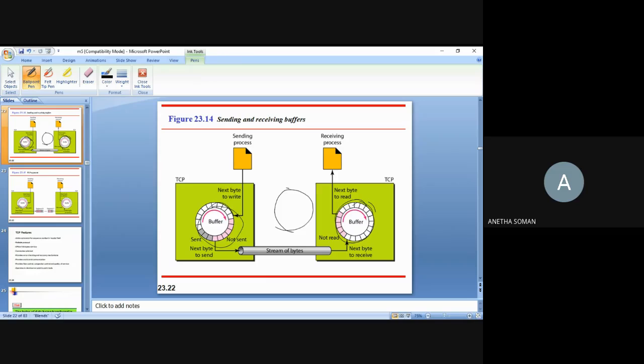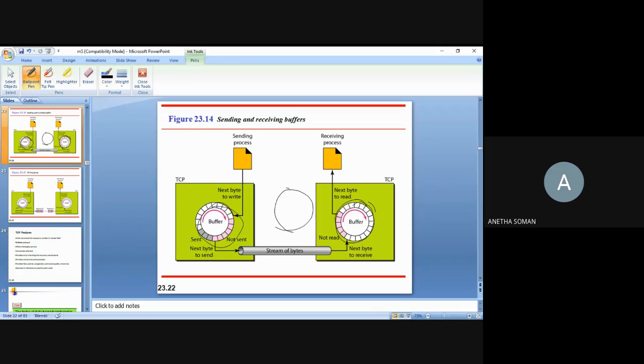Once the gray chambers are acknowledged, the chambers are recycled and become available for use by the sending process. Once you get an acknowledgement from the receiver side, they can accept data again, and the sending process can use them again. So that is at the sender side.